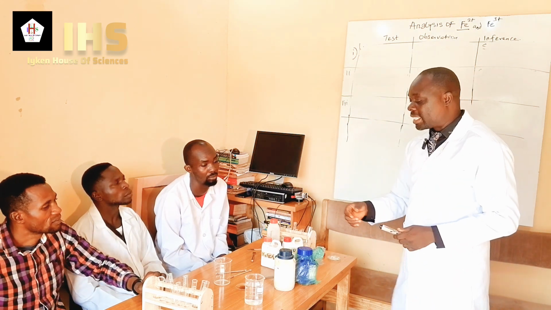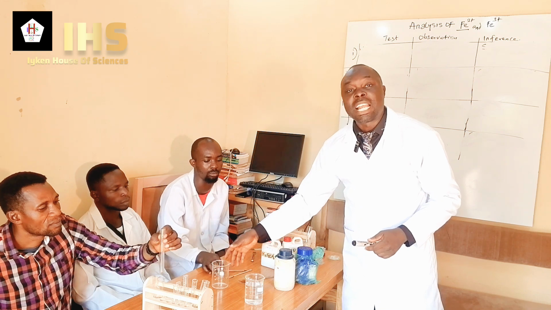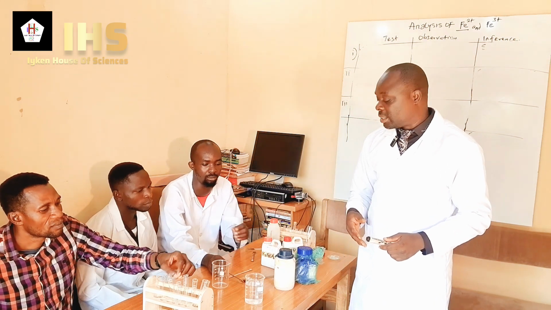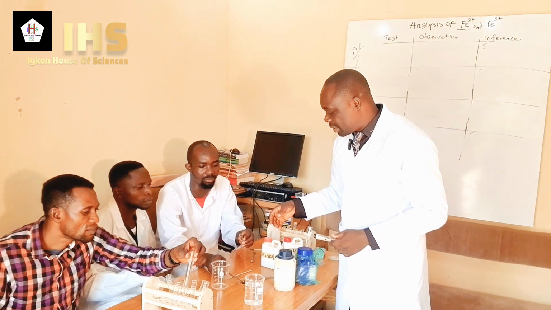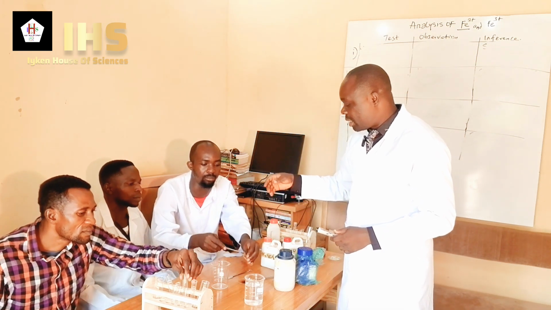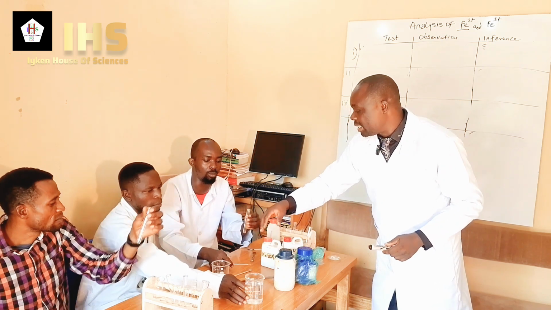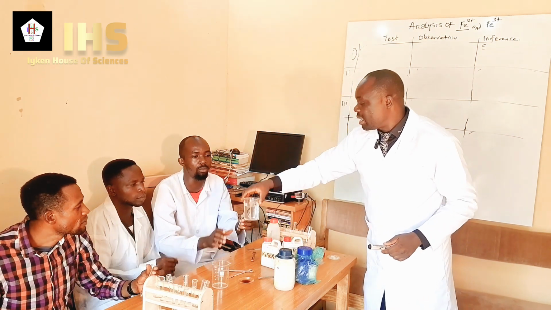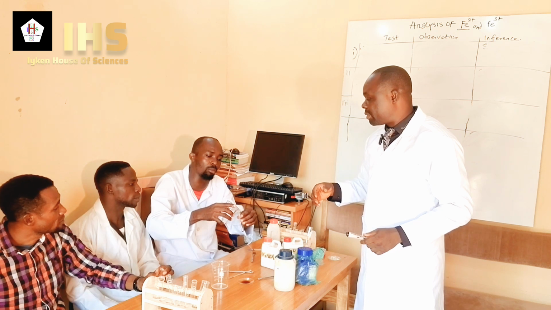Well, first of all, collect the sample. This sample here contains iron 3, but let us see how to analyze it. Okay, get a small sample of it. Good. So now he's going to add a small quantity of water in it, and let's see whether it will dissolve.